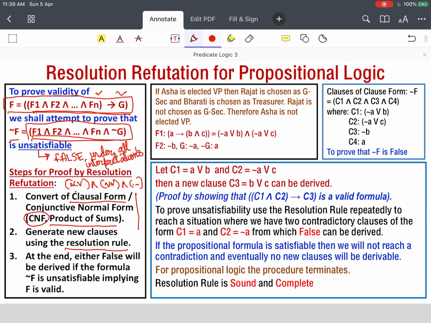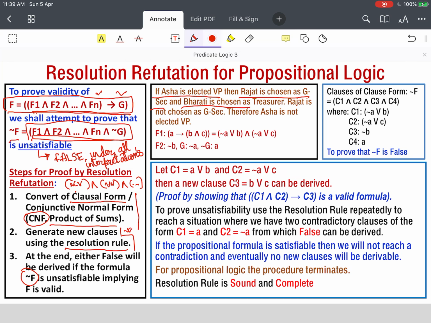The next step is to use the single resolution rule to create new clauses. And the resolution method says that you go on creating new clauses, and if the formula is unsatisfiable, you will prove falsity or you will get a contradiction. So let us see how it works. Let us go to our original example, and from that let us go to this example.